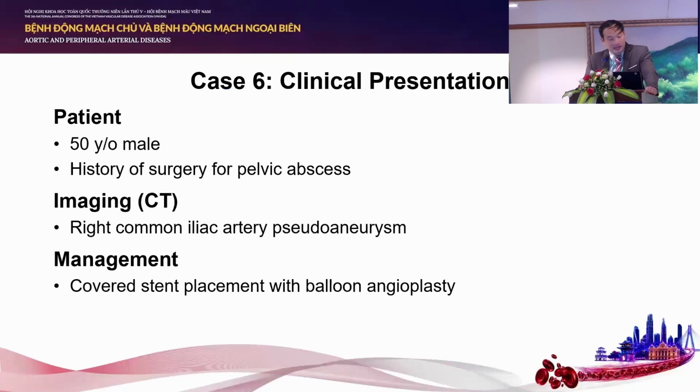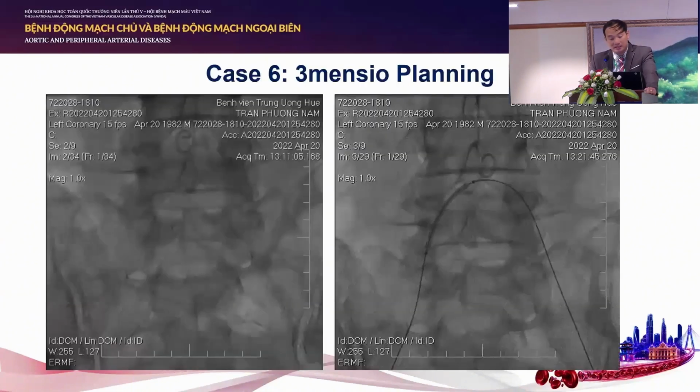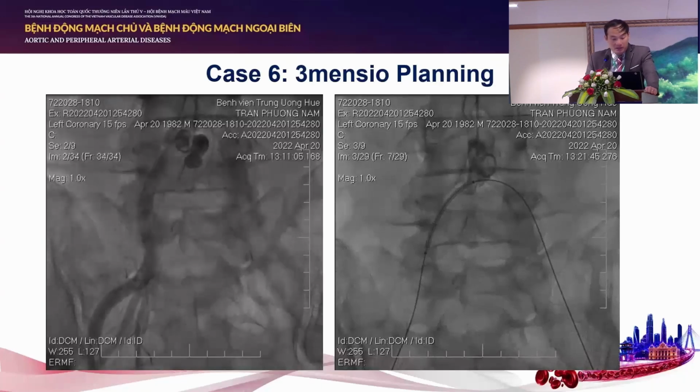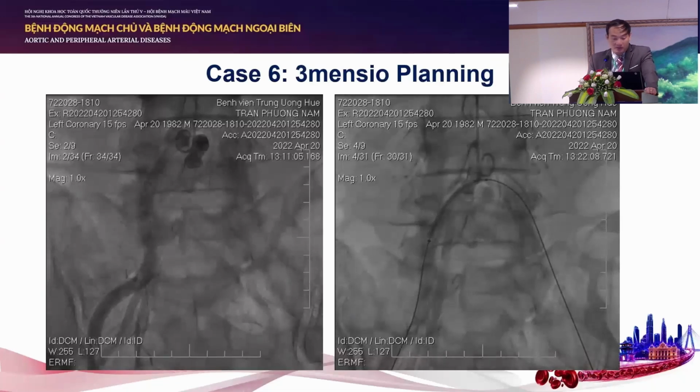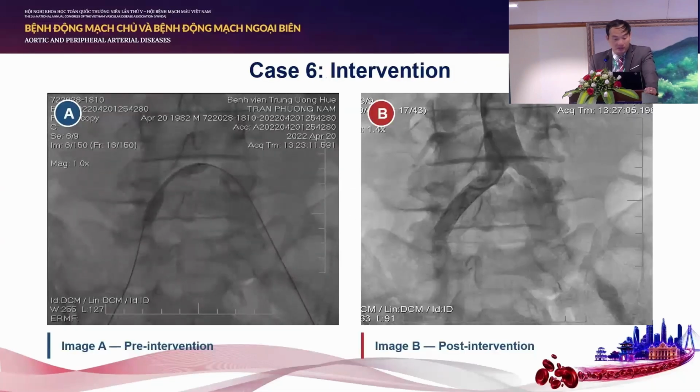The last case is a 50-year-old male with a history of surgery for a pelvic abscess. On CT, we use a covered stent together with balloon angioplasty. In the angioplasty, we can see this procedure in the iliac artery, and we use a covered stent for this patient. We place the stent, and the final intervention has good results.